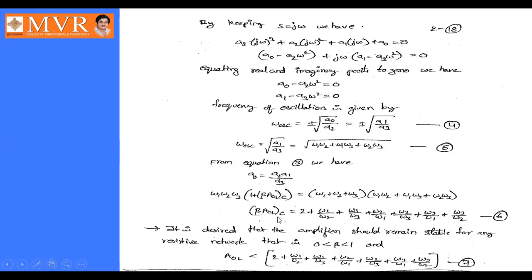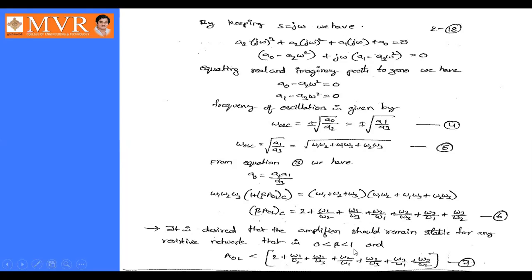Then by solving this equation, finally we get beta AOL into C, the closed loop voltage gain, which is the loop gain, equal to 2 plus omega 1 by omega 2 plus omega 1 by omega 3 plus omega 2 by omega 1 plus omega 2 by omega 3 plus omega 3 by omega 1 plus omega 3 by omega 2. So the amplifier should remain stable for any resistive network, when the beta value lies between 0 and 1.